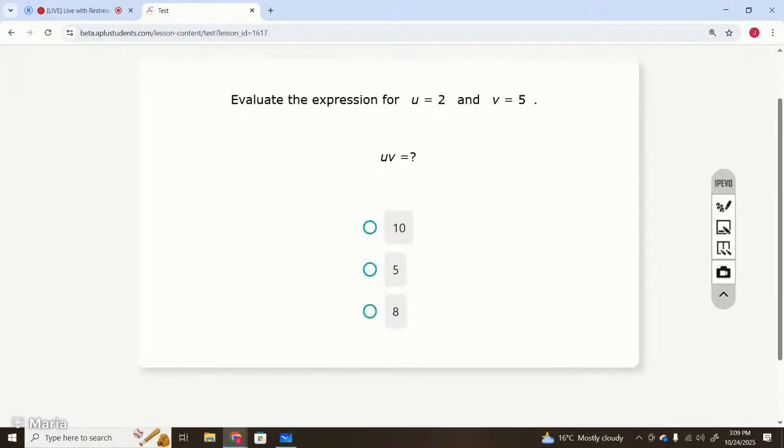Evaluate the expression for u equals 2 and v equals 5. That is 2 times 5 is 10. Option number 1 is the correct option.